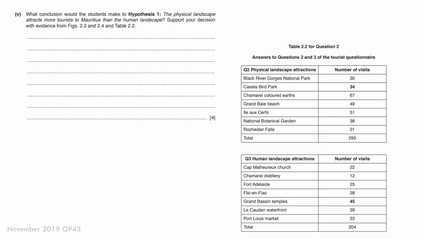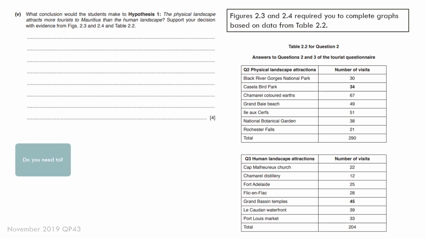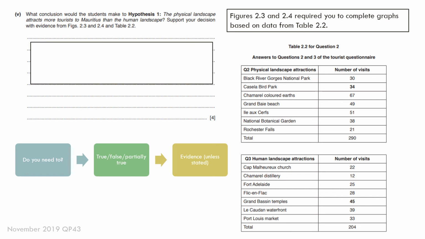So again here, the physical landscape attracts more tourists in Mauritius than the human landscape. I need to support my decision. So what do I need to do? I need to state if it's true, false, partially true. They haven't told me if it's true, false, or partially true. I need to get some evidence. Now, figures 2.3 and 2.4 required me to complete the graphs based on the data below. So I'm just going to use the data below.